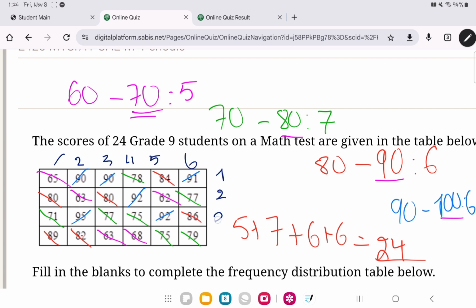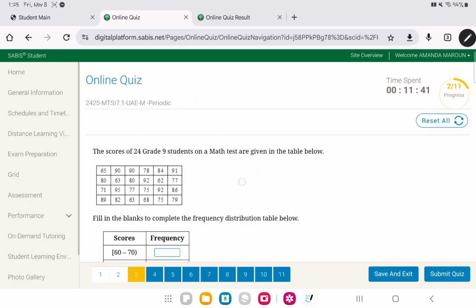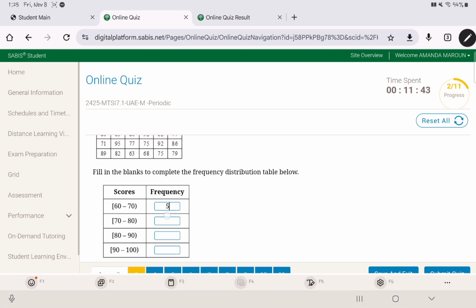6 times 4 is what? 24. So if you want to double check your answer, you add all your frequencies and then you see how many numbers you have in total, and then you will know. So the order is 5, 7, 6, and 6.